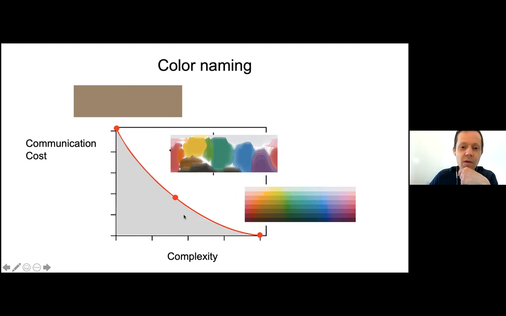So to give you a rough sense of this, if we look at this plot here, think about what a system at the origin might look like. This is a system which has very, very low complexity and very, very low communication cost. And so communication cost is something like a measure of how much difficulty the listener has in reconstructing what the speaker intended. So a system right at the origin here, well, that's easy. Well, that would be something like mind reading.